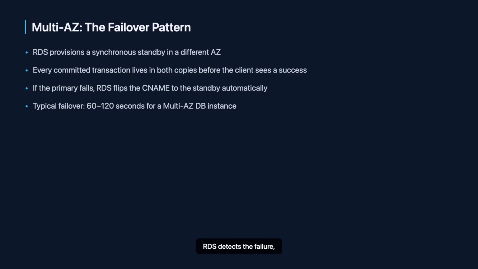RDS detects the failure, flips the database hostname's CNAME record to point at the standby, and the application reconnects. Typical failover for a multi-AZ DB instance takes 60 to 120 seconds. The newer multi-AZ DB cluster does it in under 35 seconds.